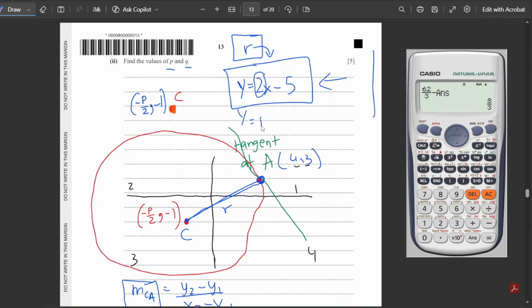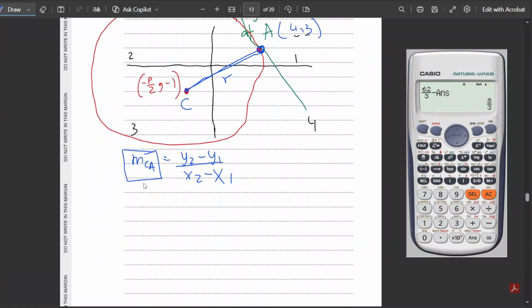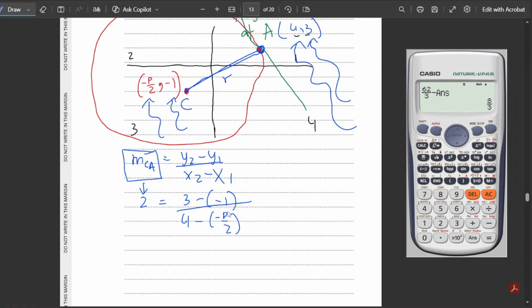This is in the form y equals mx plus c. So the gradient is 2. Therefore, I have an equation where MCA is 2, y2 is this coordinate, 3, y1 is this coordinate, so minus 1, x2 is this coordinate, and x1 is this coordinate, minus p over 2. Now I can solve this equation for p, and therefore I will find my value for what p is.